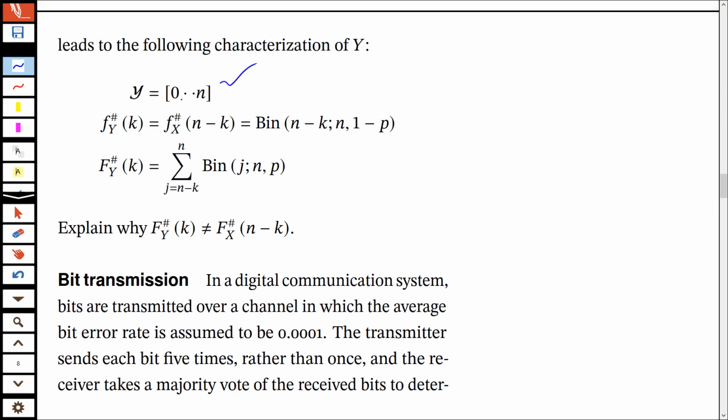The support doesn't change, so the number of failures will still start from 0. 0 means no failure, n means all failures, and that is standard. I just use the PDF of binomial, replacing k with n minus k, and the rest doesn't change. And I think maybe I got one thing wrong, because I simply had to replace k with n minus k. This should not change. This is still p. Yeah, this is still p.